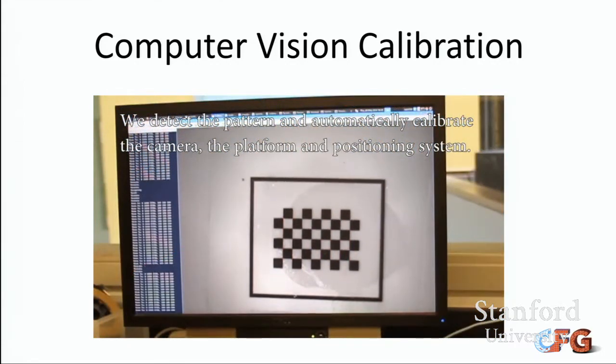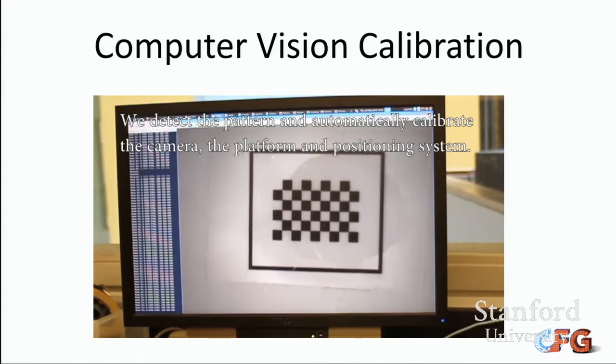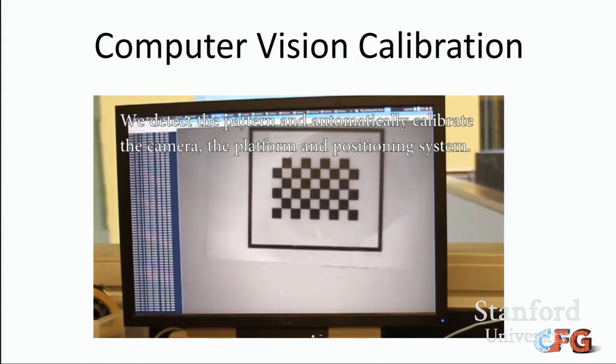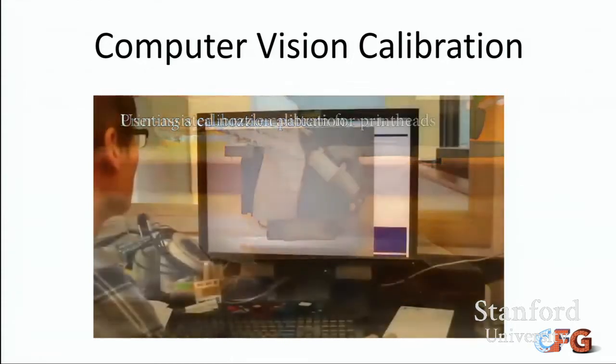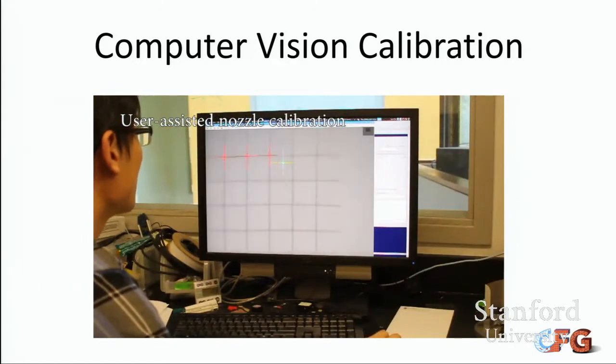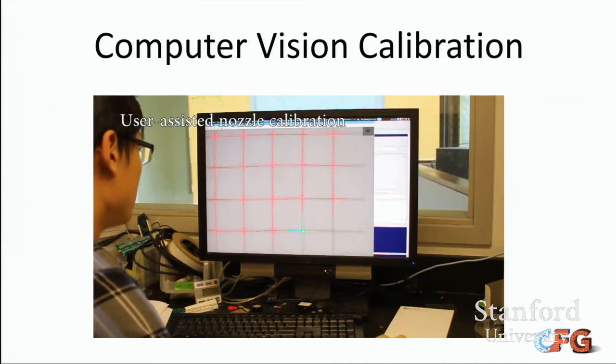The way you do it, you first put a calibration pattern on the tray. The system automatically scans this, and it can compute the calibration of the platform with respect to the positioning system. You can also print with the nozzles of the printer, and you can calibrate the positions of the droplets of these nozzles. And this can be either using a user-assisted way or completely automatically. So basically, you get a complete correspondence between where you inject and where the system is actually firing the nozzles.